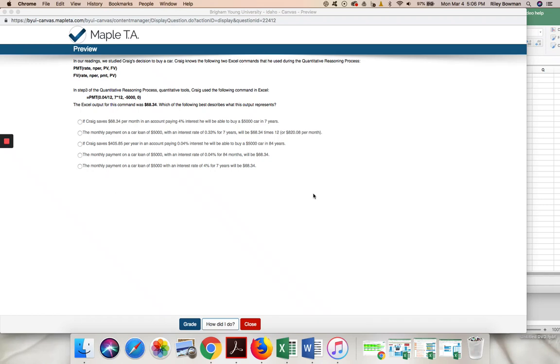Unit 2 exam review, question number 15. In our readings, we studied Craig's decision to buy a car. Craig knows the following two Excel commands that he used during the quantitative reasoning process: the payment formula and the future value formula. In step 3 of the quantitative reasoning process, quantitative tools, Craig used the following command in Excel: equals PMT of 0.04 divided by 12, 7 times 12, negative 5,000, 0.